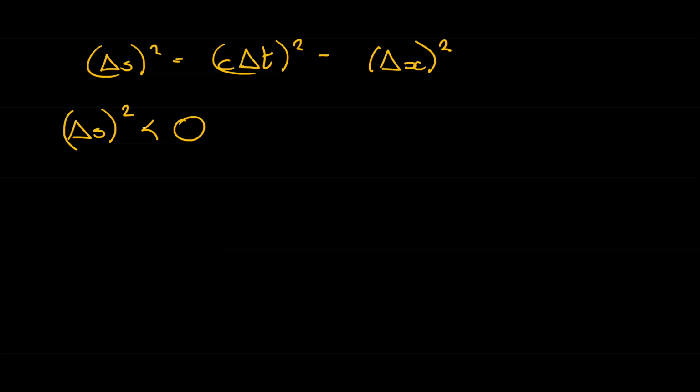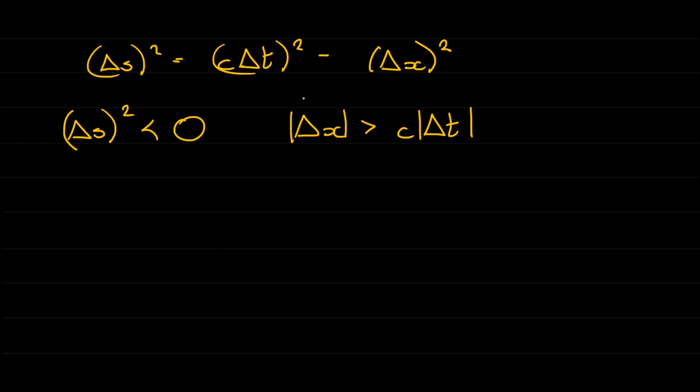Now in this case, if delta S squared is less than 0, as we said, that means that delta x squared is bigger than c delta t squared. And so the absolute value of delta x is bigger than c delta t, where we're assuming that these things are positive, so we can put in our absolute signs there. Now what is c delta t? C is the speed of light, delta t is the time interval between the two events. So c delta t, that's a distance, and in fact it's the distance light could have travelled in the time interval between the two events.